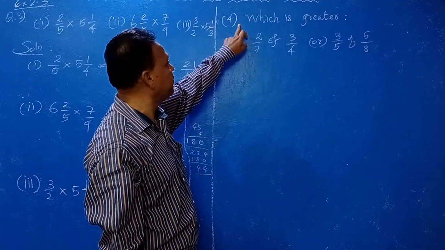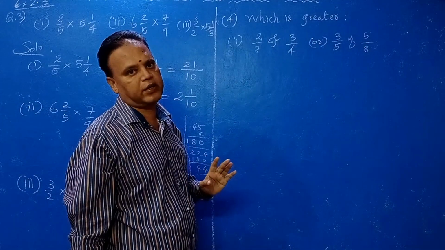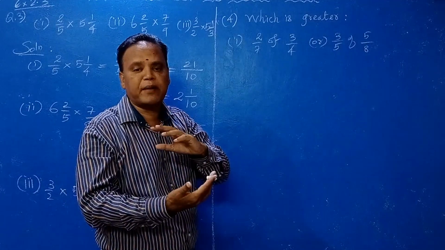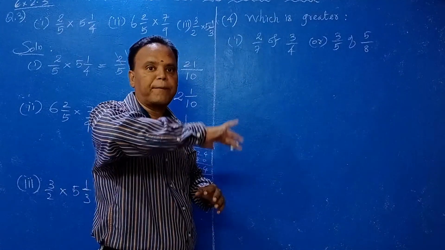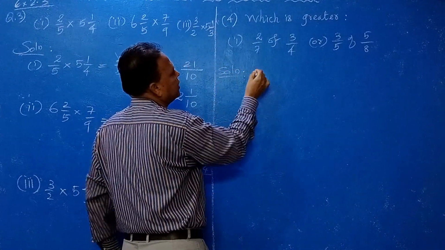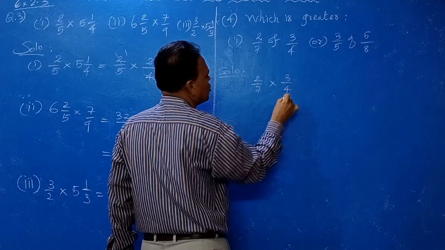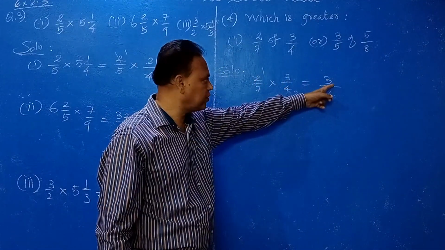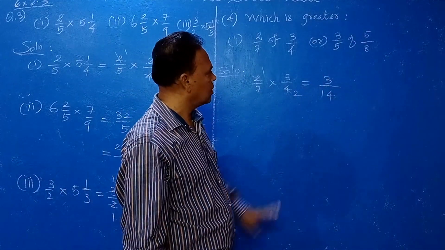You see the next problem. Which is greater? 2 by 7 of 3 by 4 or 3 by 5 of 5 by 8. So first we have to multiply here. Then we have to compare the denominator. Okay, you have to make the denominator the same. Then you have to compare the numerator. So first, write this number. Of means into. So here in the 2 table, 1 time will go. This is 2 times. 1 into 3, 3. Then 7 into 2, 14. 3 by 14 is a proper fraction.